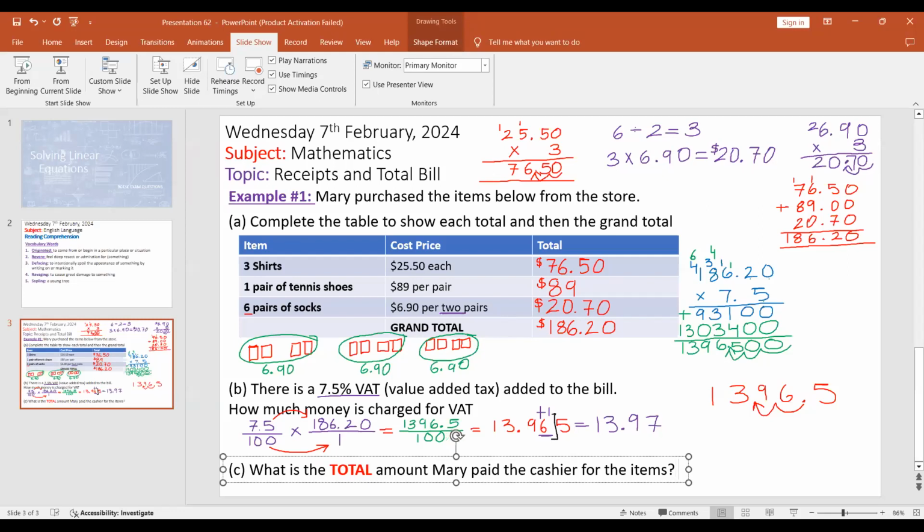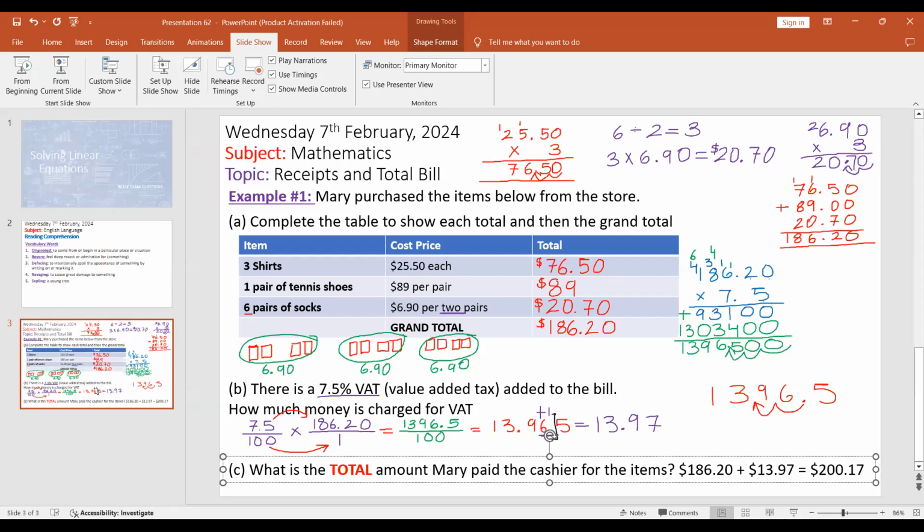13.97, which was the price that we got for the VAT, plus what? $186.20. So our answer is going to be $186.20 plus $13.97. And what do you get when you add them together? $200.17.